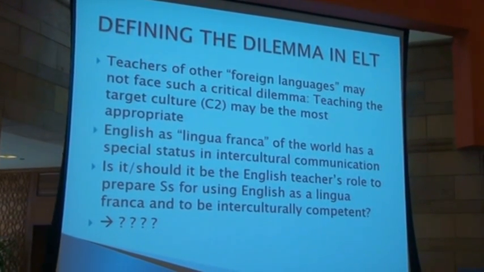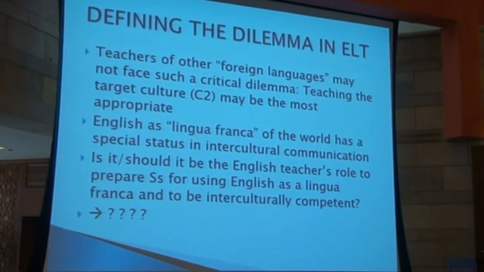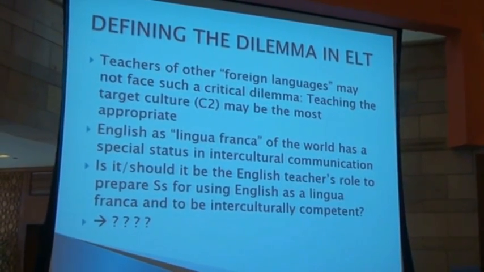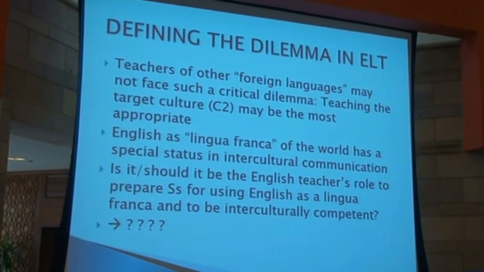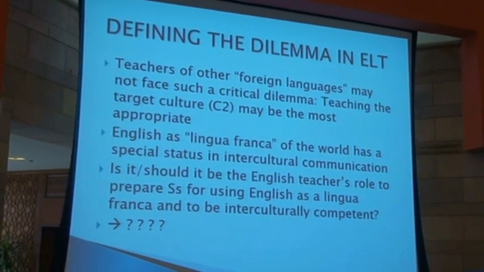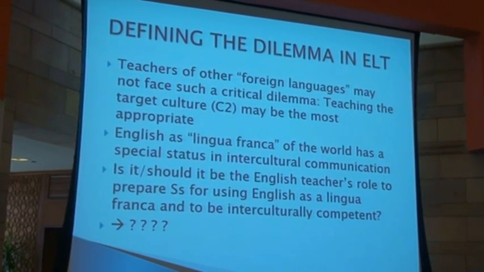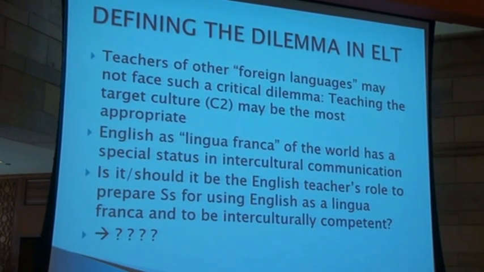And so my question to you, which I put with question marks at the bottom, is: is it, or should it be, the English teacher's role to prepare our students for using English as a lingua franca and to be interculturally competent? I mean, you see, there are serious arguments. They've done surveys, in my readings in preparation for this and in the readings for the class that I taught last semester on intercultural communication.